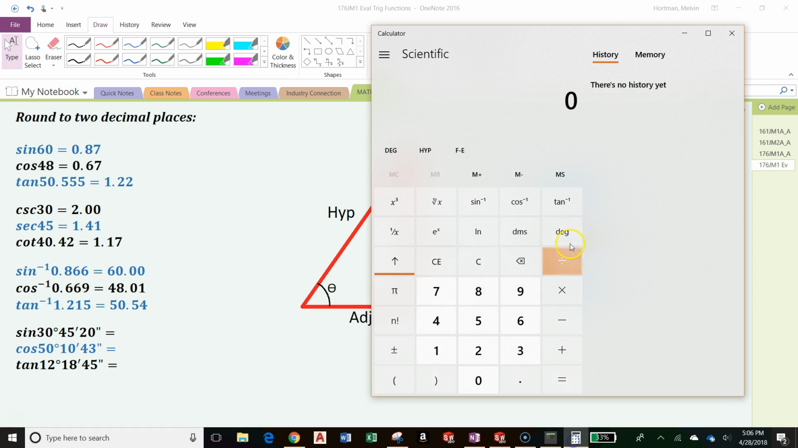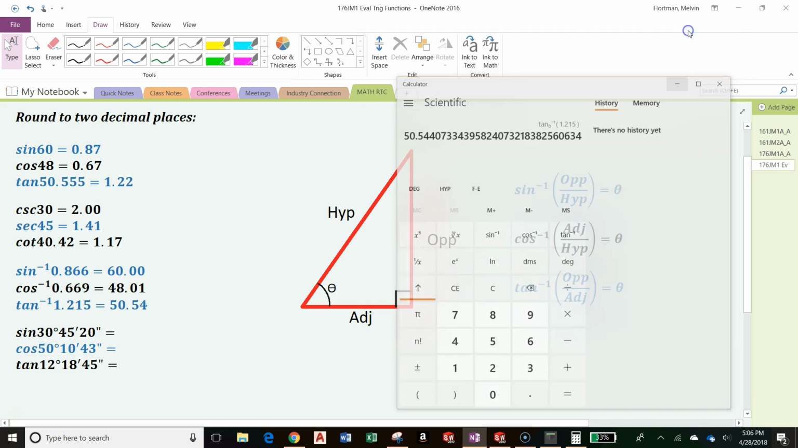And I'll do that on the other calculator as well. I'll type in the value first, the ratio first of 1.215, then press the second key and find the inverse tangent. And I get 50.544, same as what I got on the other calculator.